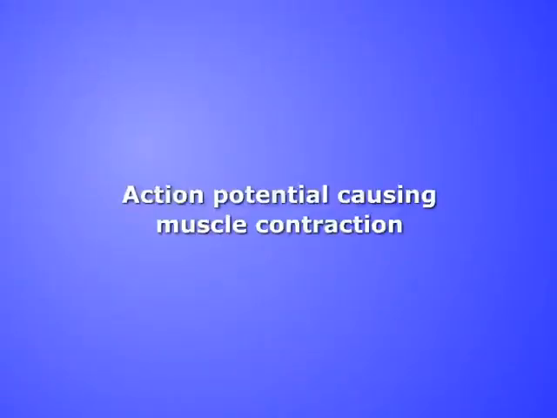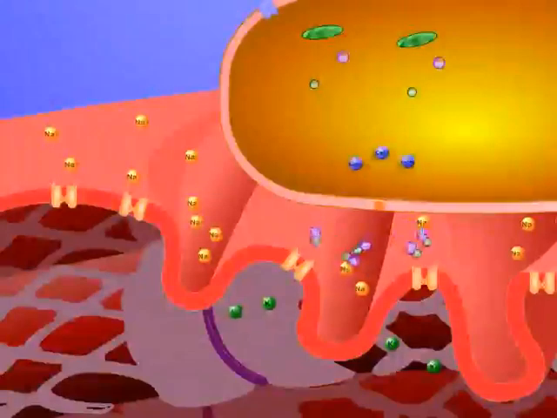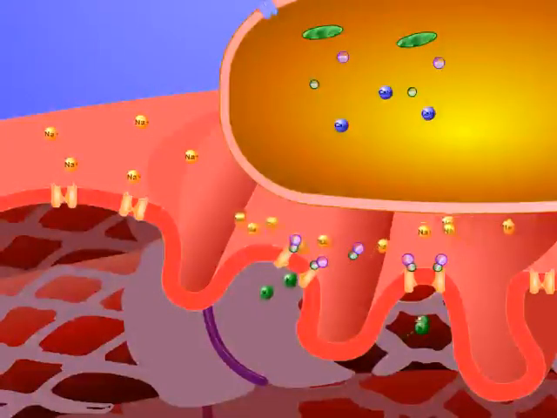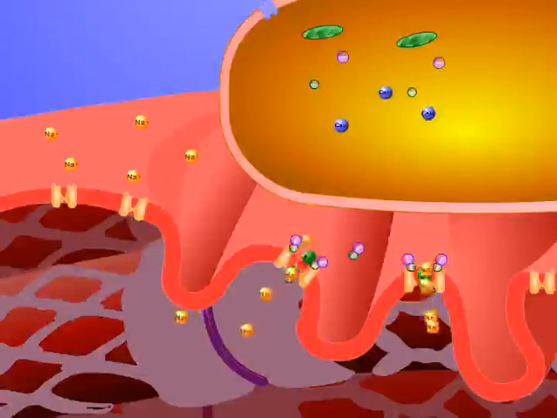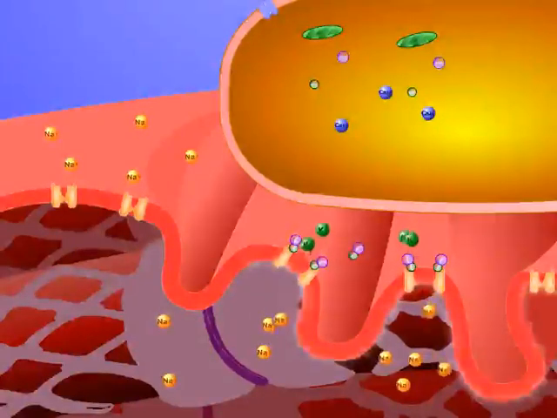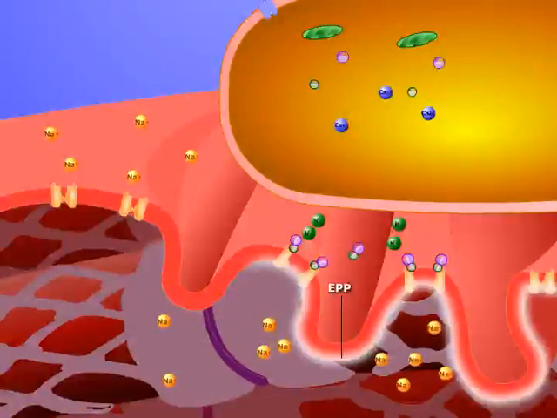Action potential causing muscle contraction. We will now show how the generation of an action potential leads to skeletal muscle contraction. As mentioned before, the influx of sodium ions across the postsynaptic membrane causes local depolarization. The magnitude of depolarization is referred to as the end plate potential.